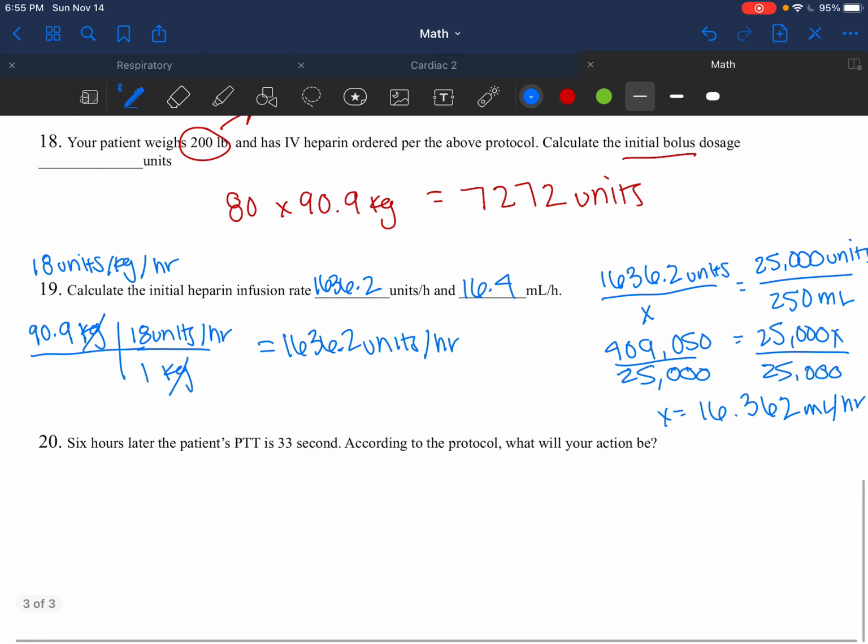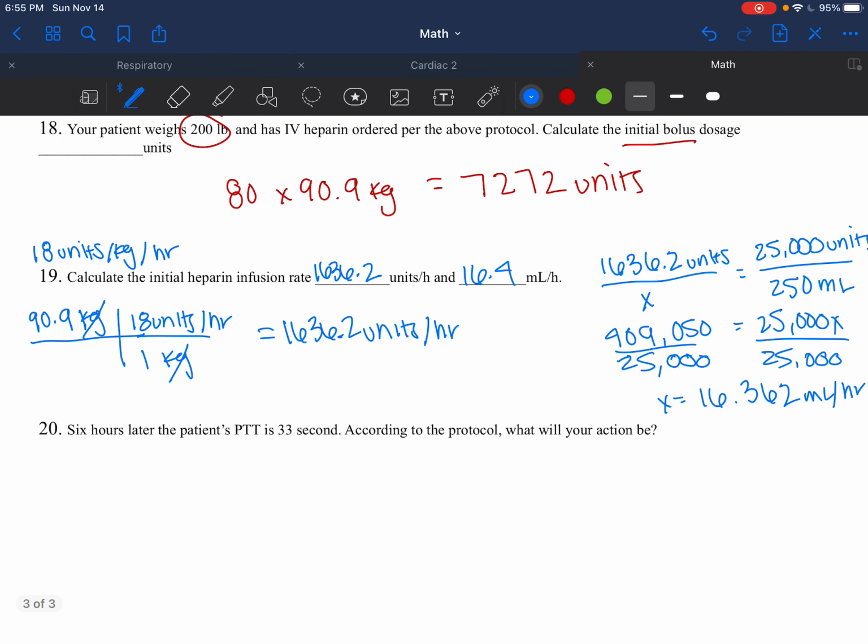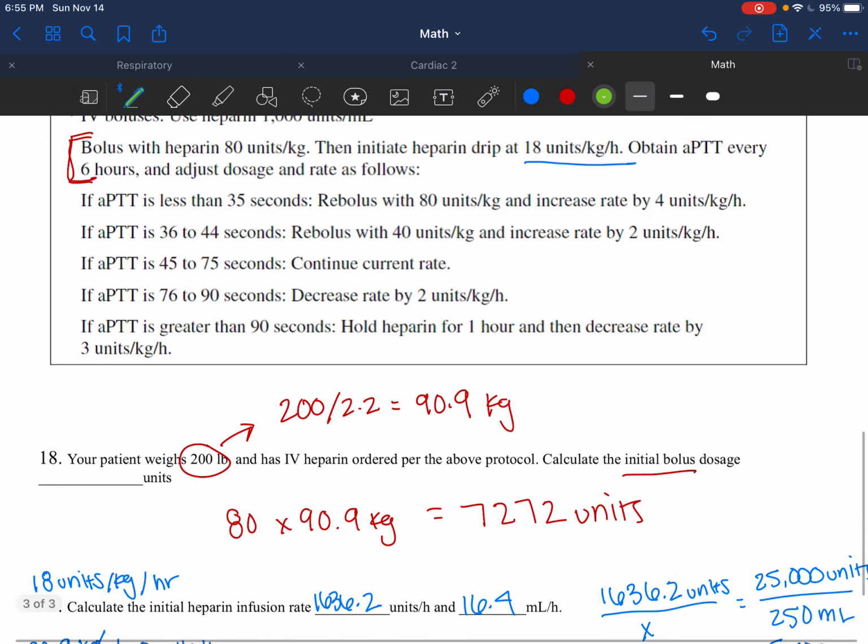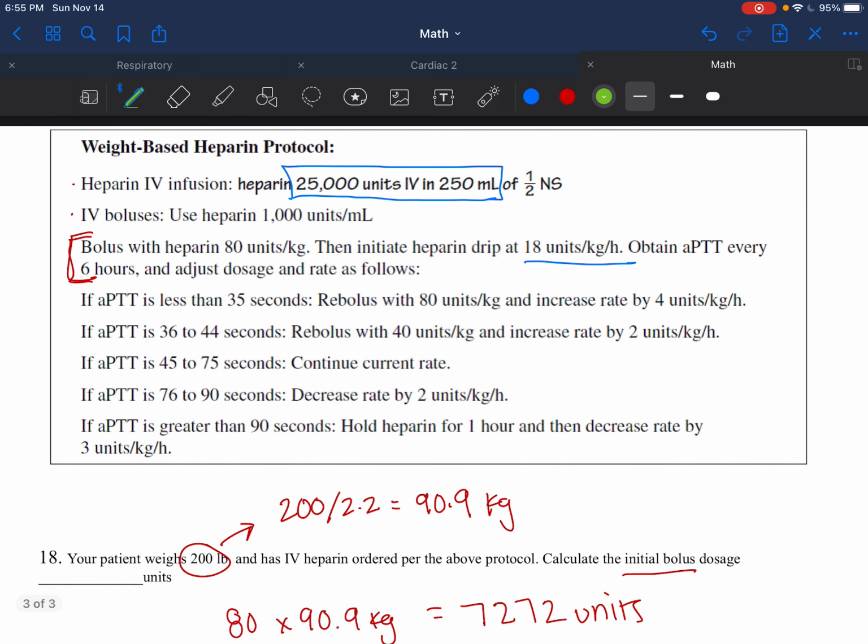Now it says 6 hours later, the patient's PTT is 33 seconds. According to the protocol, what will your action be? If we come back up to our protocol, it lists all these different parameters. Our PTT was 33 seconds, so that falls in this one, less than 35. It says we're going to rebolus with 80 units per kilogram, and increase the rate by 4 units per kilogram per hour.